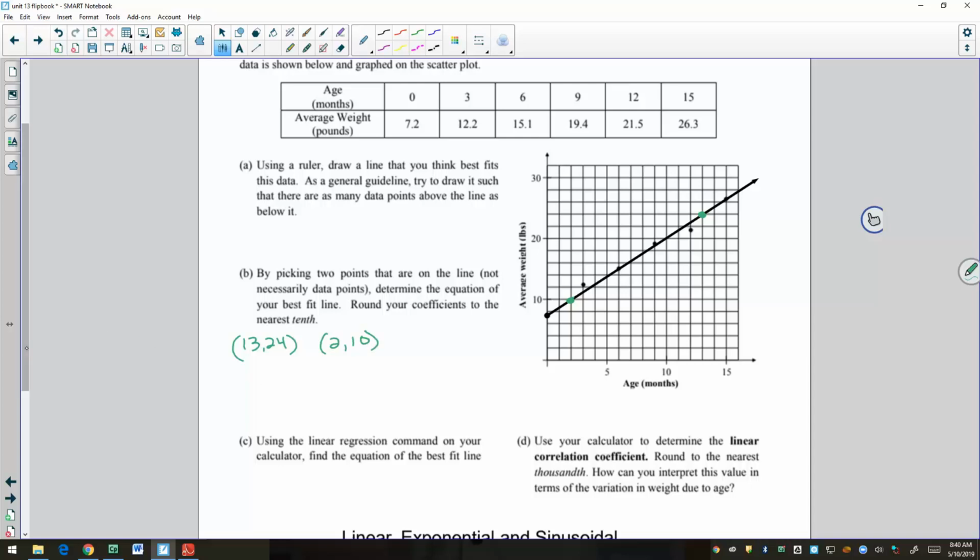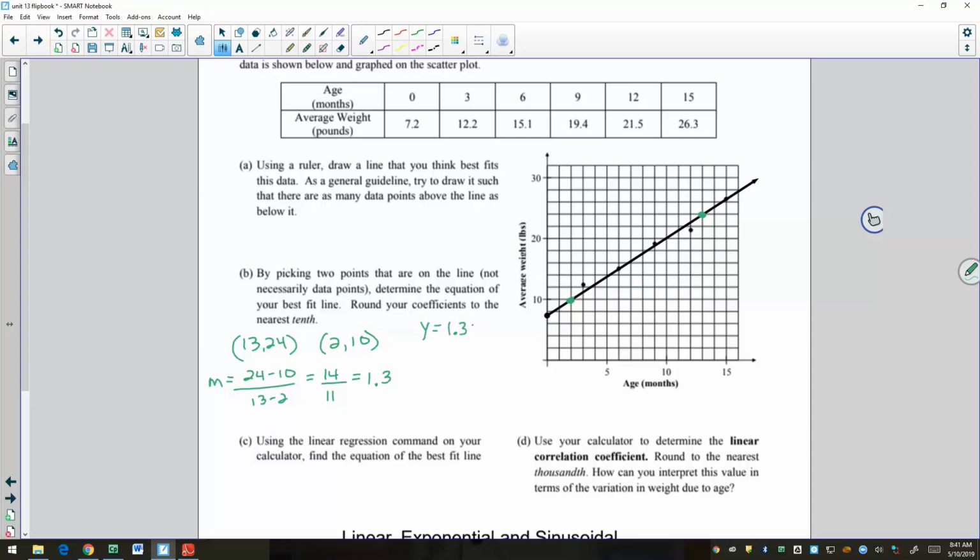So this is a really good review from Algebra 1 on how to come up with the equation of a line given 2 points. The first thing you need to find is your slope. Your slope, remember, is y2 minus y1 over x2 minus x1. So you got to subtract your y's, subtract your x's. So 24 minus 10 over 13 minus 2. 24 minus 10 is 14 over 13 minus 2 is 11. It does say to round your coefficients to the nearest tenth. So 14 divided by 11 is 1.3 rounded. So that's my slope.